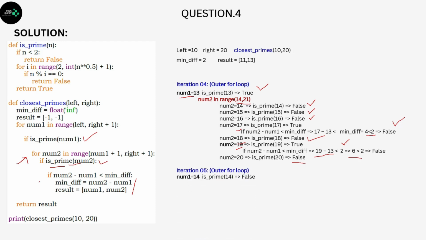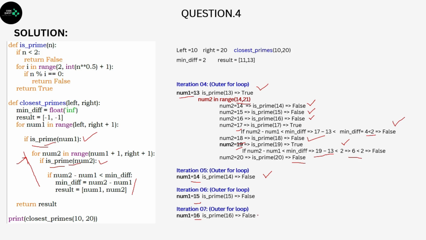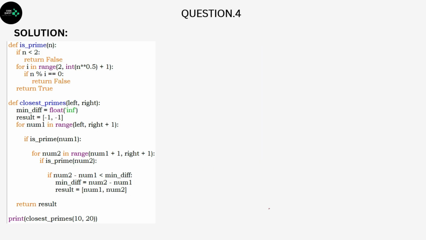Now we'll move on to the next iteration, which is iteration 5, for which the value of num1 becomes 14. When I check is prime on 14, it is false, which means this inner loop will not execute at all. Now, iteration 6, num1 has become 15. When I apply is prime on 15, it gives me false, hence we will not get into the second loop. Similarly for num1 value 16, the next iteration, it is also going to give me false.